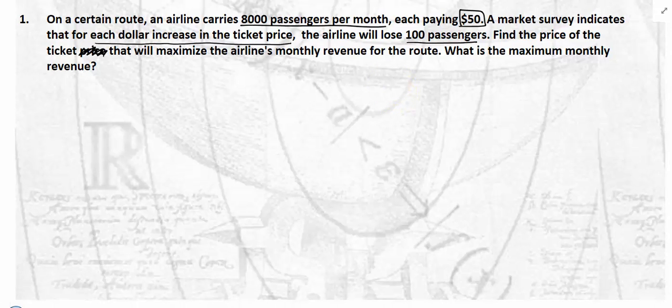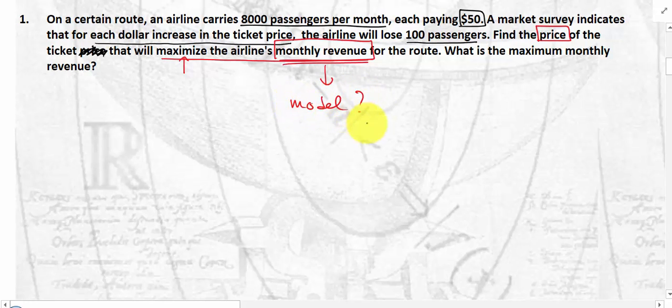Alright, so the first thing I see right here is rereading the last 2 questions. I am asked to find the price, so I need to find a price that will maximize the monthly revenue. So this is what I want to maximize. I want to maximize the monthly revenue. Therefore, I'm going to have to model the monthly revenue. What is the model for the monthly revenue?